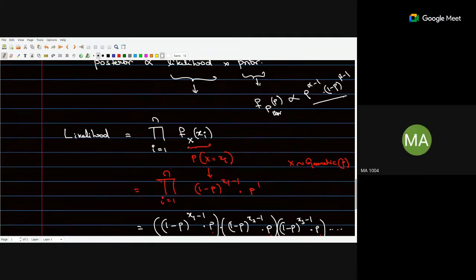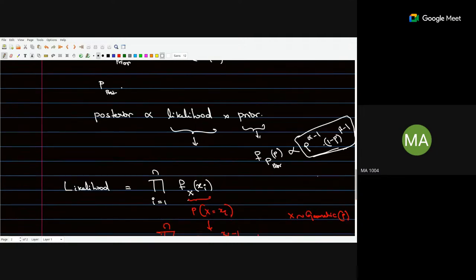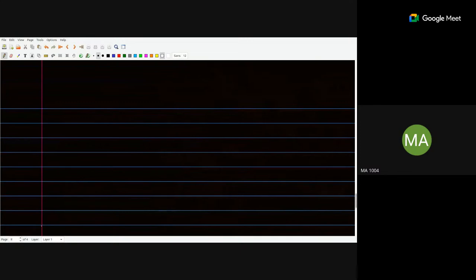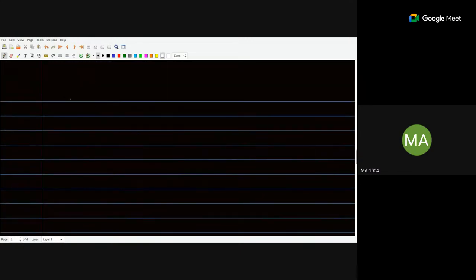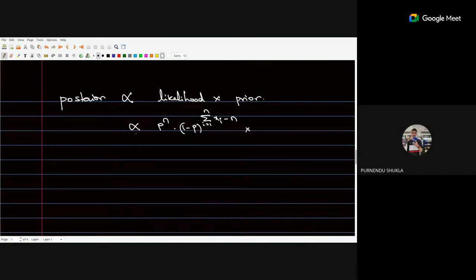I also have the prior with us, which is this. So now the likelihood should be multiplied by this prior. So my posterior will be directly proportional to likelihood times prior. I have computed the likelihood, which is p power n times (1 minus p) whole power summation i equals 1 to n of xi minus n.